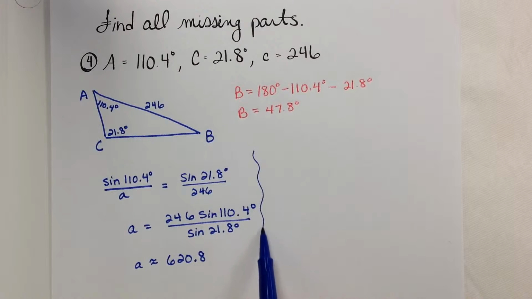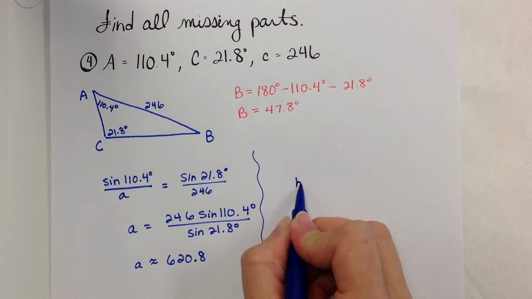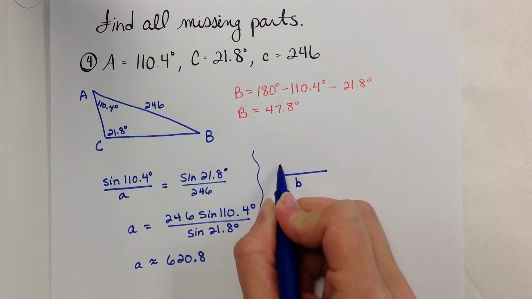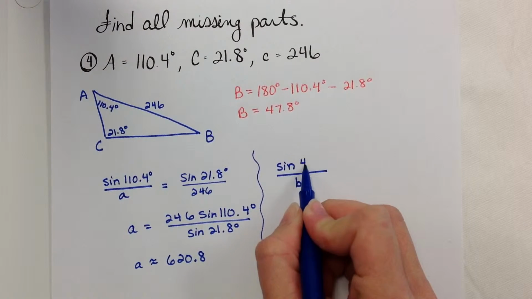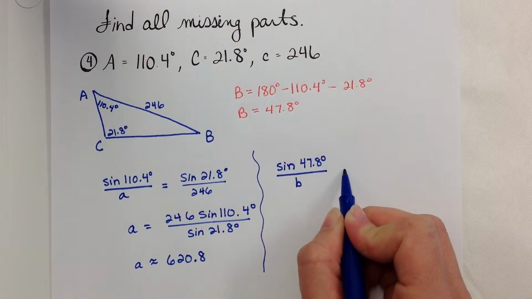Now, a common mistake that I see made is once you're down to finding that last side, you'll say, let's use Pythagorean theorem. But remember, that and using opposite adjacent hypotenuse can only be applied to a right triangle. So you've got to stick to law of sines still. Now, we're finding side B. So that means I will have to use angle B in my numerator, so I'll have sine of 47.8.